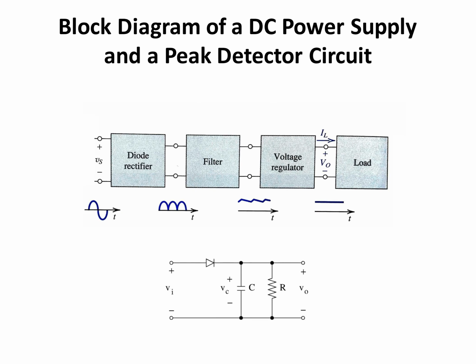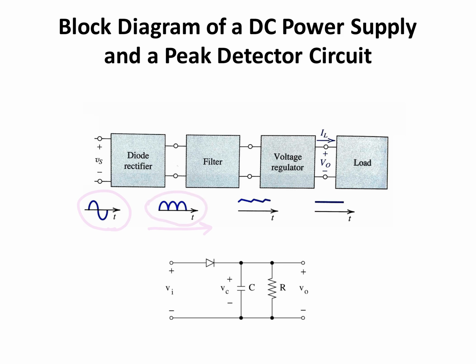Let's look at an example application of a peak detector circuit as a building block of a DC power supply. You've seen an application of a diode rectifier circuit in rectifying an AC input signal for the purpose of generating a DC output signal. As you can see in this example, the output of this diode rectifier's two-port network is a pulsating output waveform.